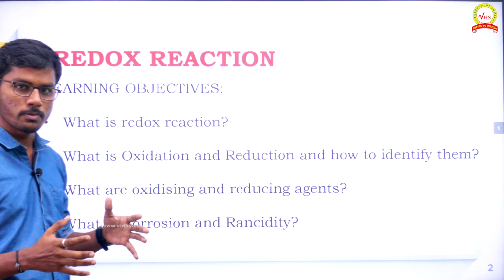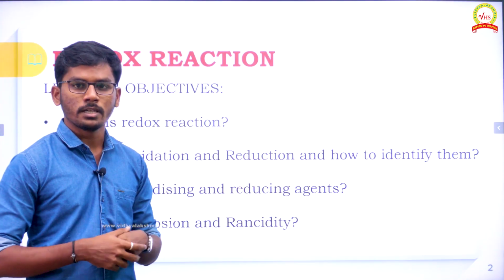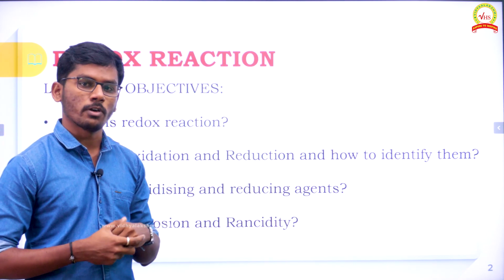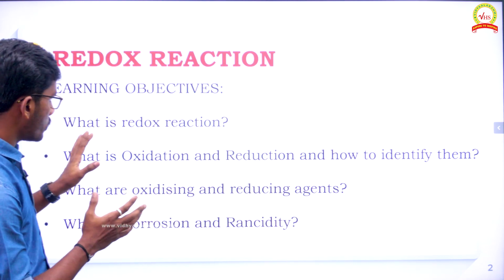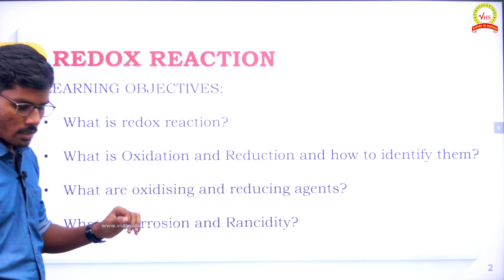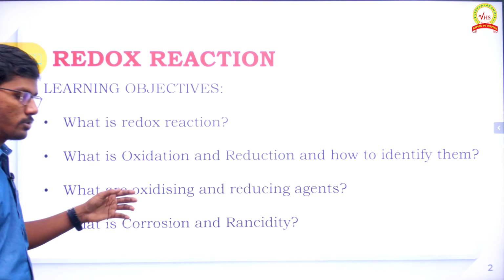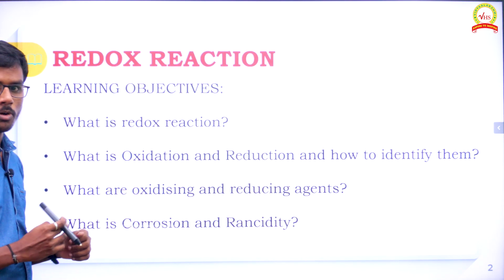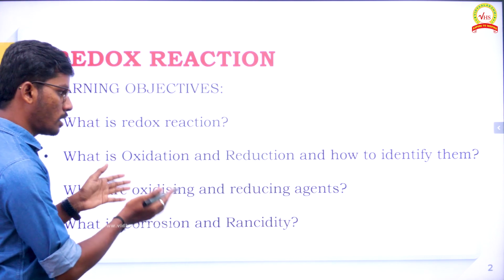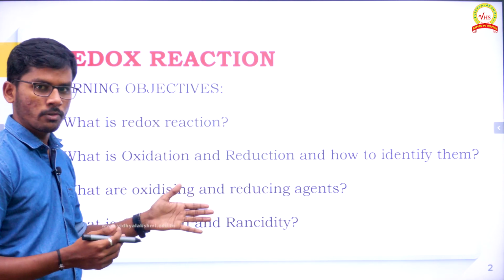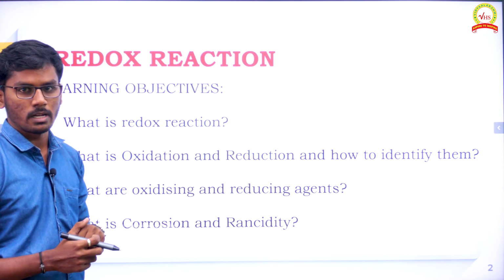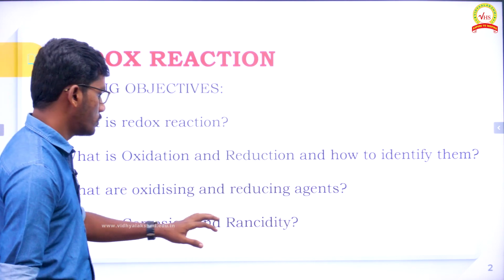So in this video specifically we are going to learn in detail what is redox reaction, and a few terms involved in that. First, what is redox reaction, what is oxidation and reduction, then what are oxidizing and reducing agents, and at the last we will be studying what is corrosion and rancidity. You might be thinking, how are corrosion and rancidity related with redox reaction? Once you come across all these things, you will come to know why this term has been related here. Okay, so let us get into the video.